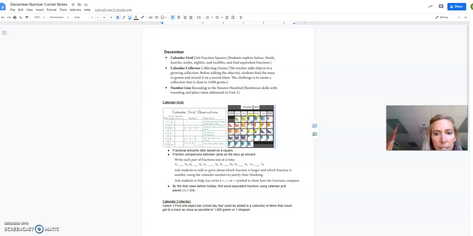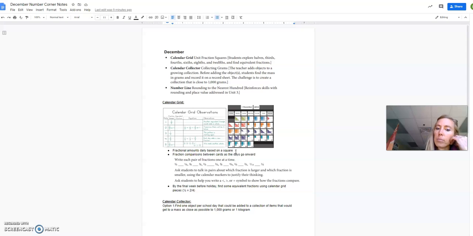So calendar grid, you are hitting up some fractional amounts based on a square. Like on the 1st of December, it's going to be half of a square. So we have the fraction 1/2. And then the next day we have 2 halves, which make 1 whole square. So that's why over here in the calendar grid observation, you have a half plus a half equals 2 halves, which equals 1.